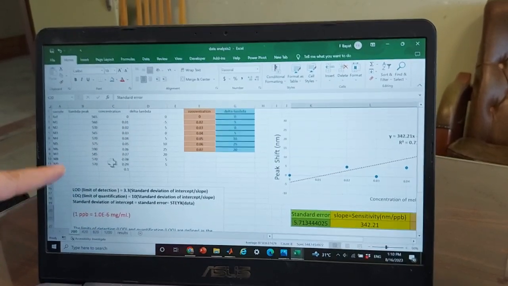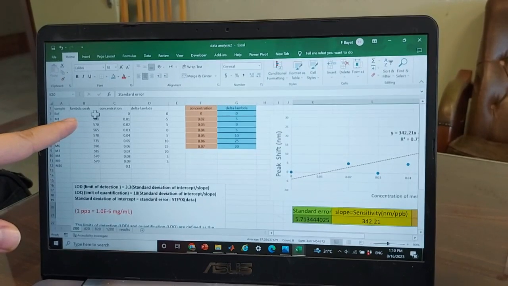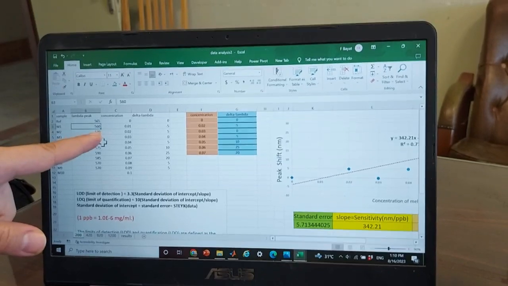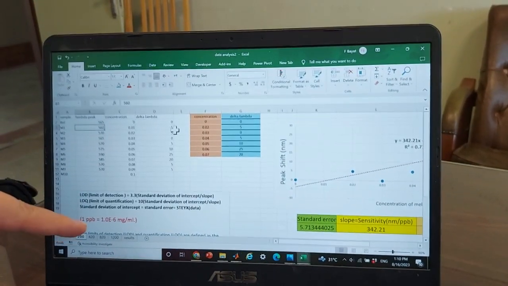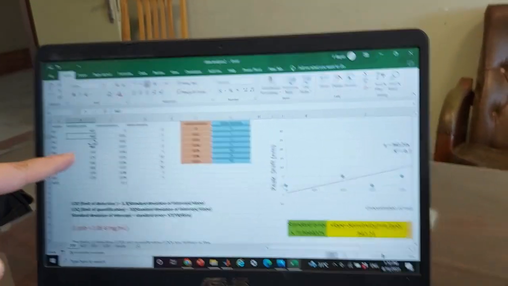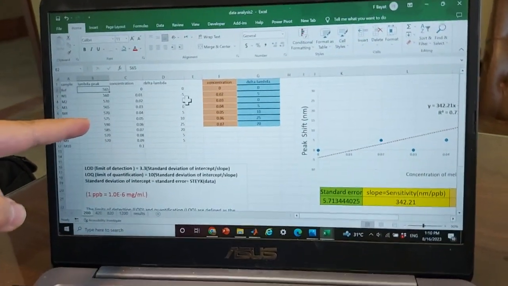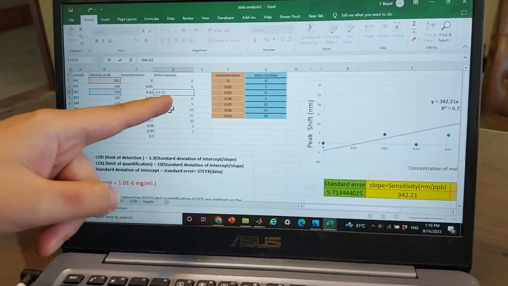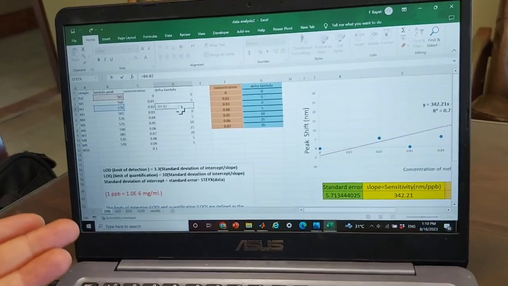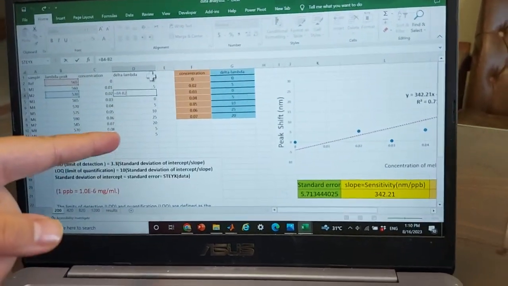What is delta lambda? Delta lambda means the difference between the lambda and this reference peak. This is the reference peak. For example, here it is 560, here is 565, so it is plus 5. Here is 570, this one is 565. If you see, I wrote a function here, B4 minus B2. It is delta lambda. And I calculated delta lambda for all of them.